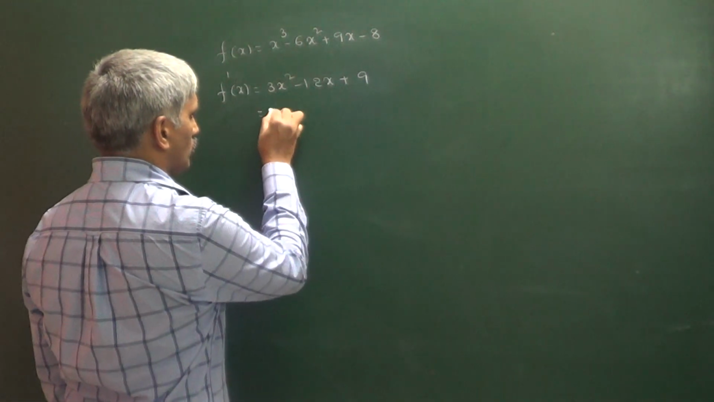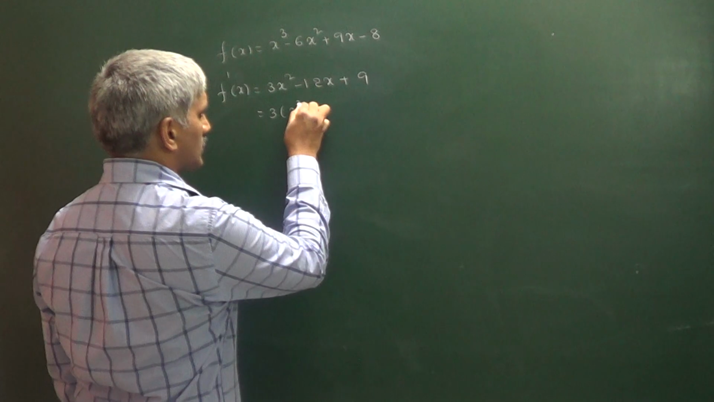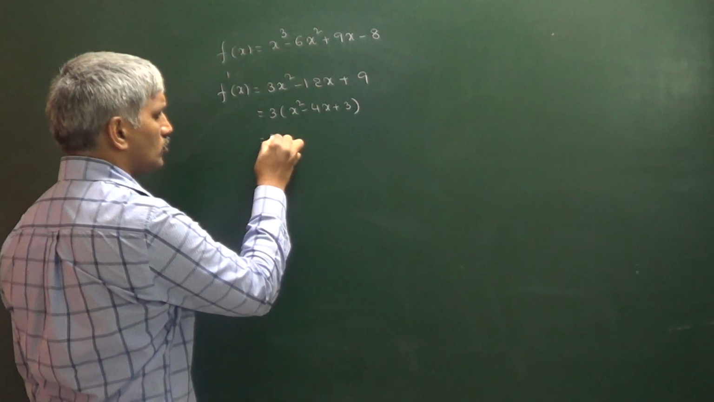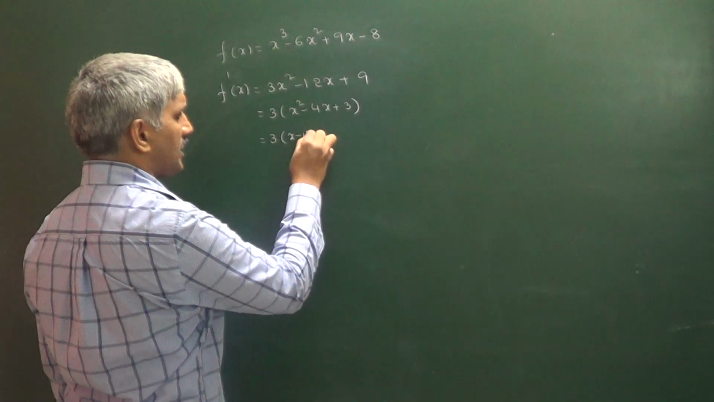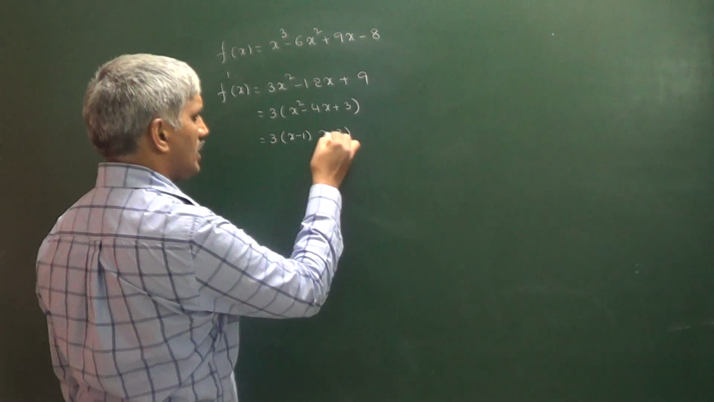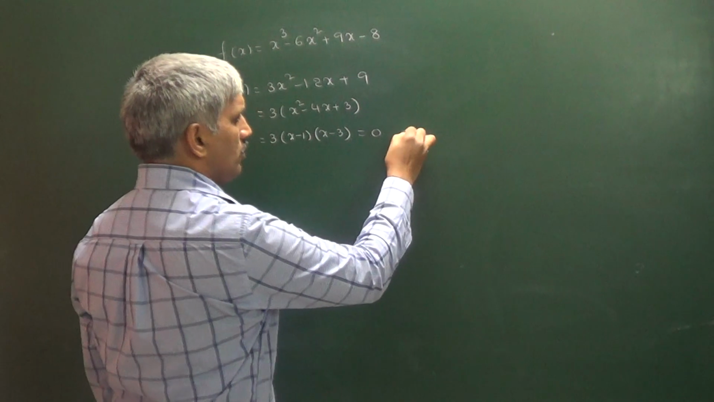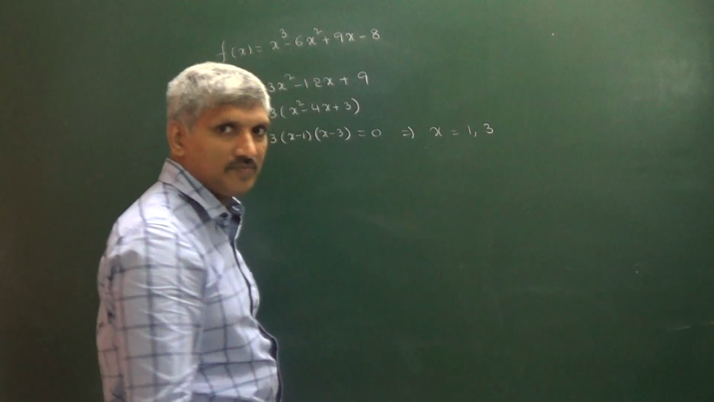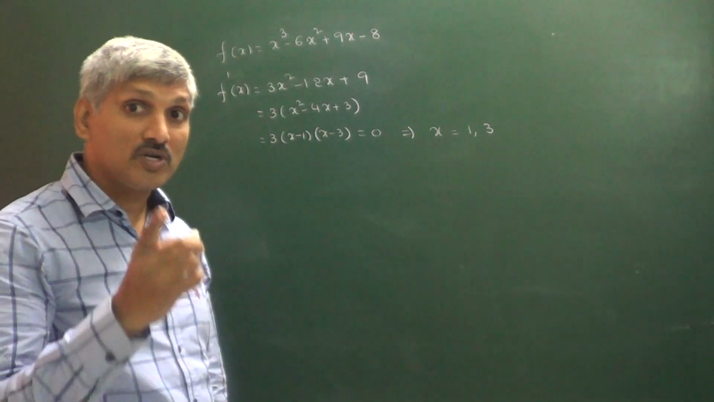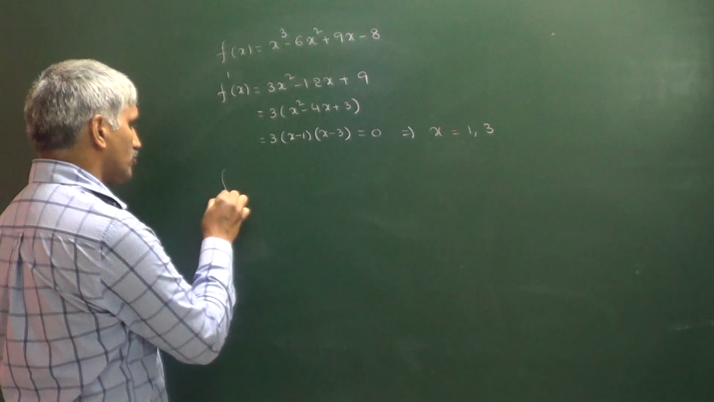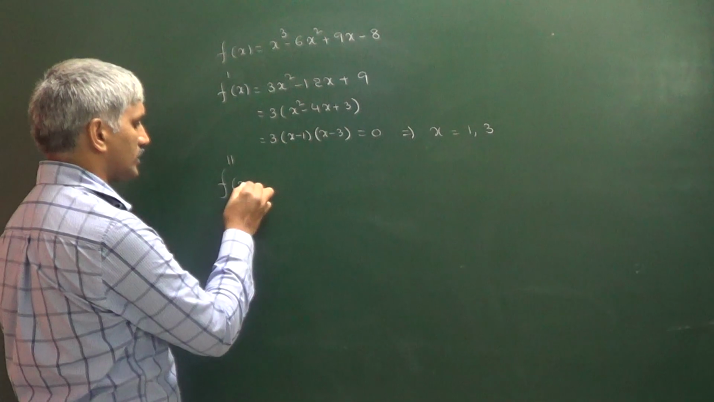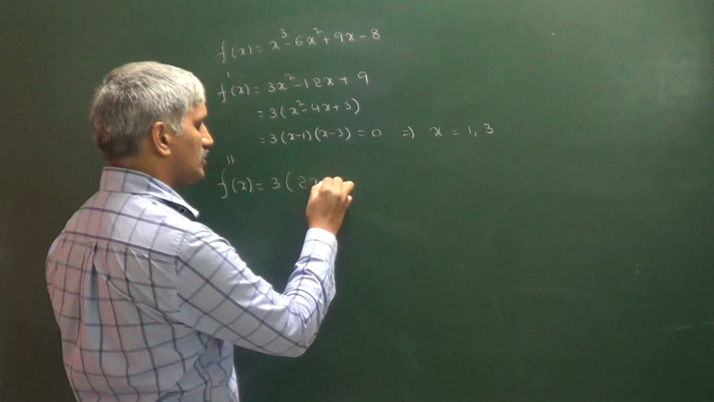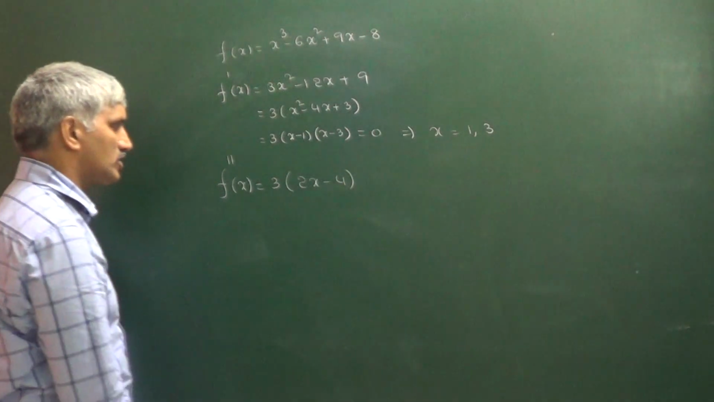Now equate to 0, you will get 3 into x square minus 4x plus 3, that is equal to 3 into x minus 1 into x minus 3. If equated to 0, we are getting the values of x is equal to 1, 3. Next what to do? We have to find out the second derivative, f double dash of x. Now f double dash of x is equal to 3 into 2x minus 4. That is f double dash of x.